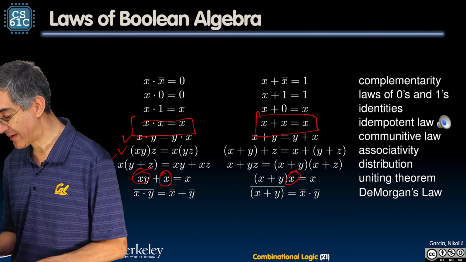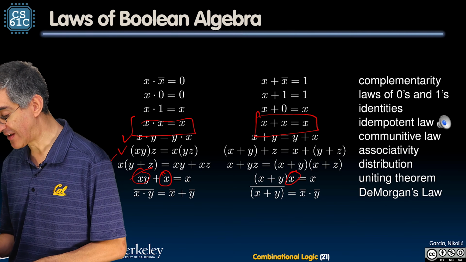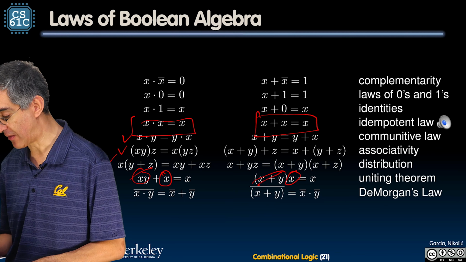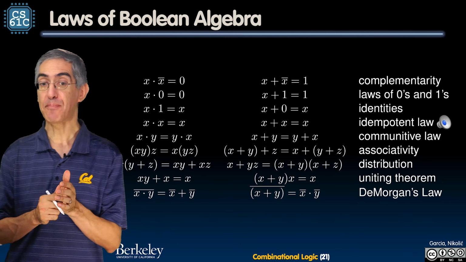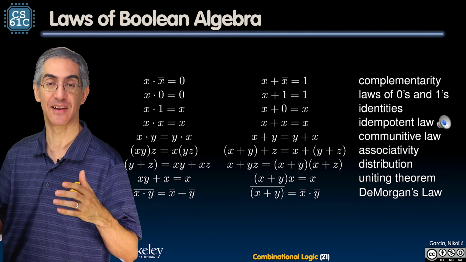If I have an x term times something that has an addition of x terms, I can cancel it out as well. You just get x. That's kind of cool. The last one is really powerful, and you're going to see this a lot in logic.